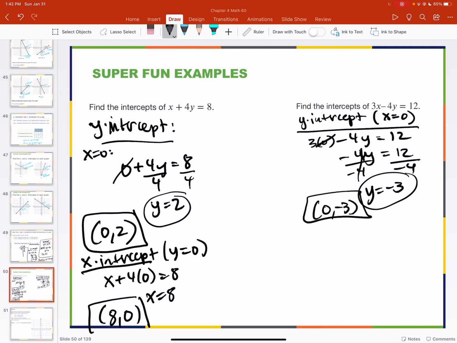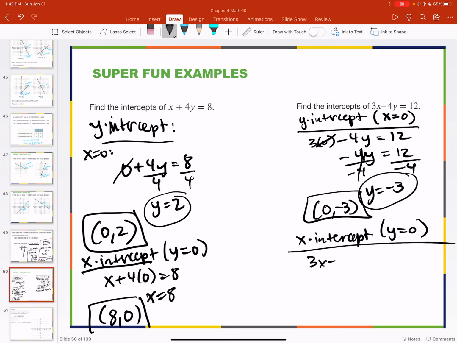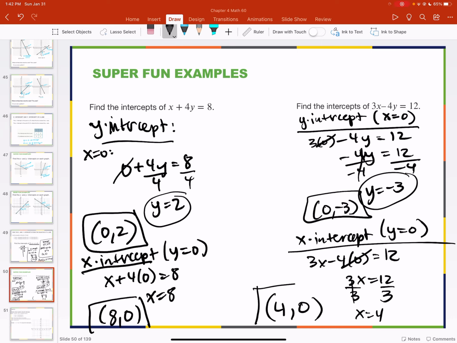That's your y-intercept. Now let's find the x-intercept. In other words, we have to let y equal 0. Remember, it's like reverse. So then we have 3x minus 4 times 0 is equal to 12. This is going to become 0. So we get 3x is equal to 12. Divide by 3, we get x is equal to 4. So your x-intercept is going to be 4, comma 0.